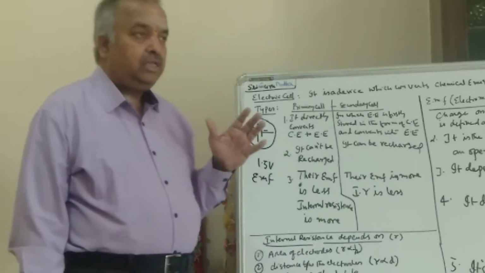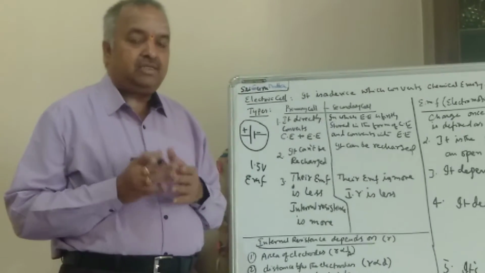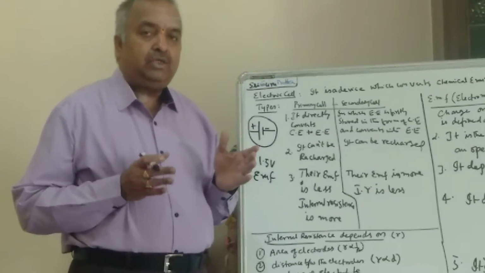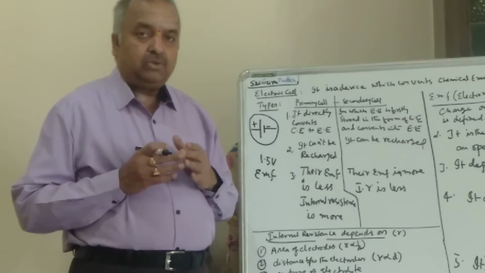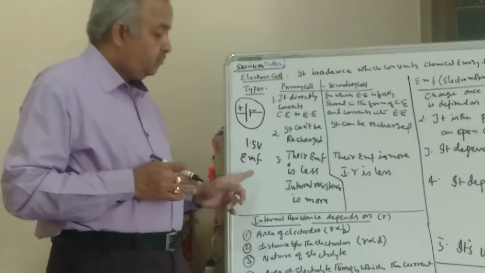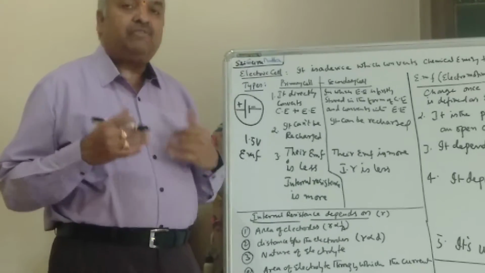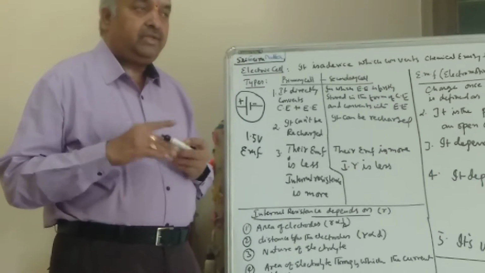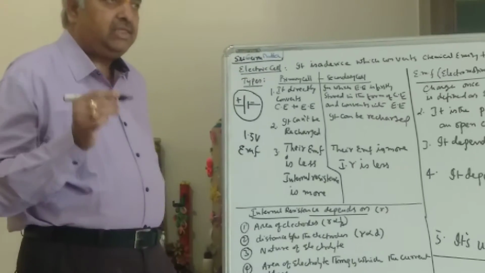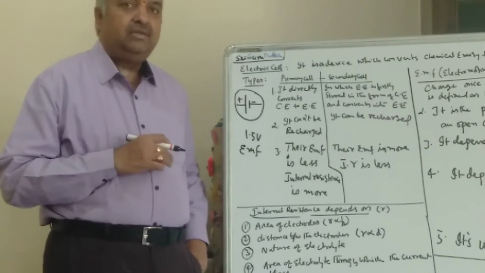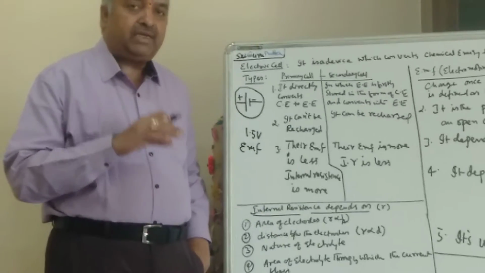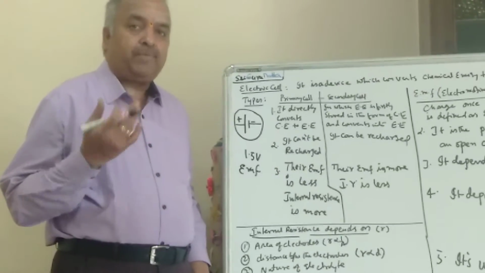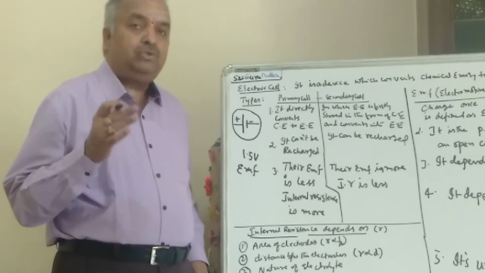Suppose there are 3 cells connected in series, and the total EMF of the battery is 3 into 1.5, that is equal to 4.5 volt. So for a single cell, the EMF is 1.5. For a battery, it is more than 1.5. For example, the cells used in cars we don't call a battery, neither battery nor cell, we call it a lead accumulator, more than 1.5 volt, which is used in cars.